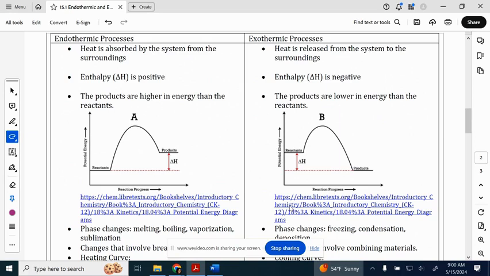You need to be able to look at a graph and determine what's going on from that graph. Okay. So if you are dealing with endothermic processes, oops, that's not the right thing. I wanted this guy. If you're dealing with endothermic processes, you are going to have heat absorbed from the system. Your enthalpy value will be positive. The products will have higher energy than the reactants.